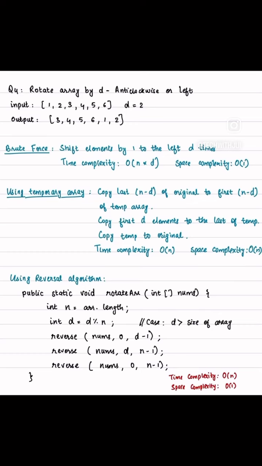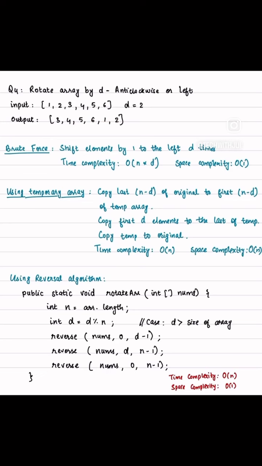So today's question is: rotate an array by D in the anti-clockwise or left direction. Anti-clockwise is like going towards the left, you have to rotate it. So if D is 2, you have to shift by 2 elements. These 2 left elements should be shifted and the output should be something like 1, 2, 3, 4, 5 over here.